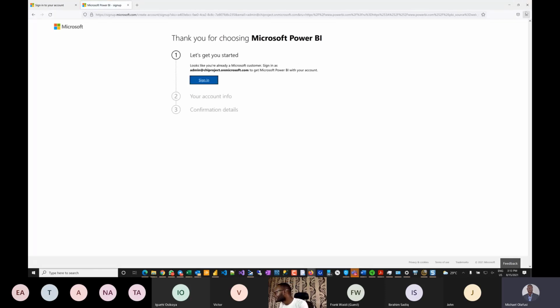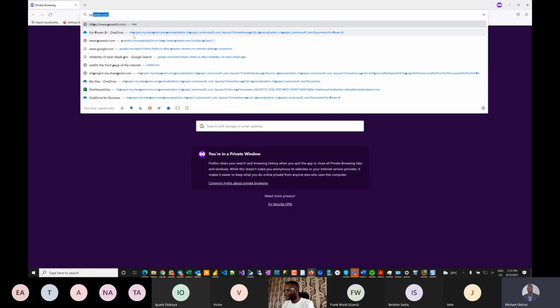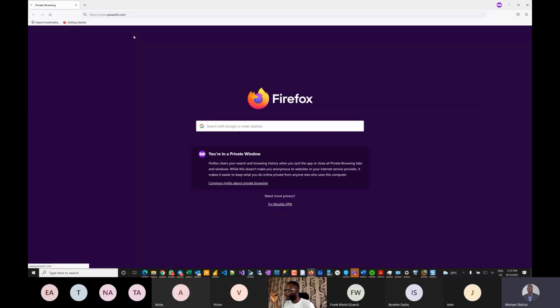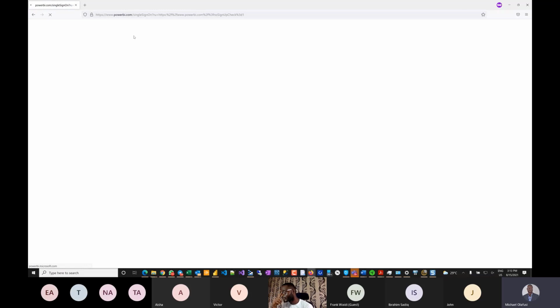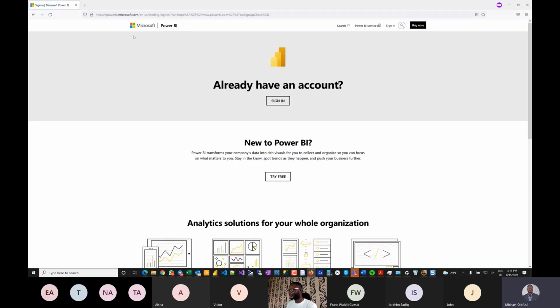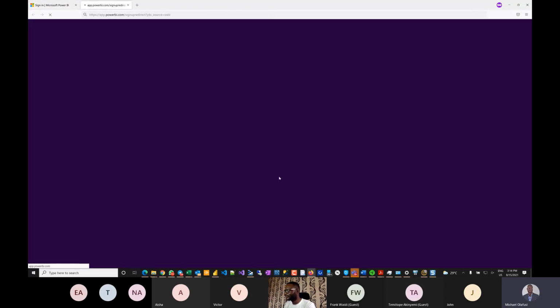Let me see if I can do incognito or something. New private window. Let's try that one. Finally. So if you go to Power BI, regardless of how it shows, it will always be something where you sign in, try free. If you go to try free, because that's a common thing that you normally would want to click, like, okay, I want to try it, I want to use it.